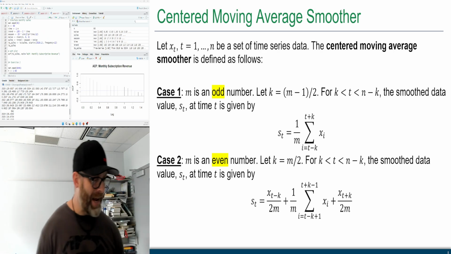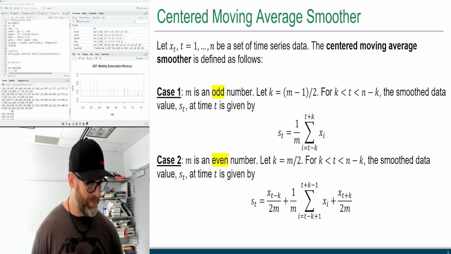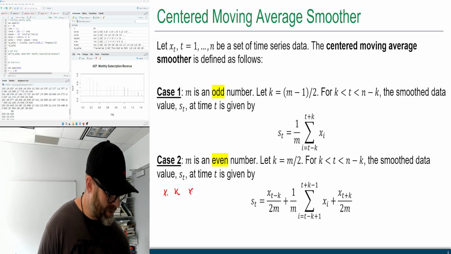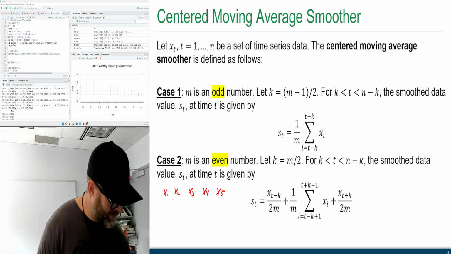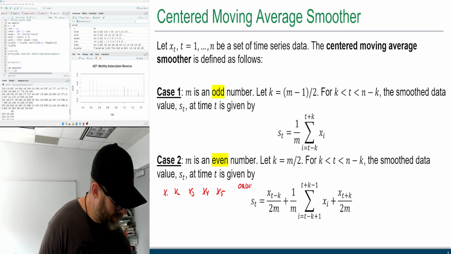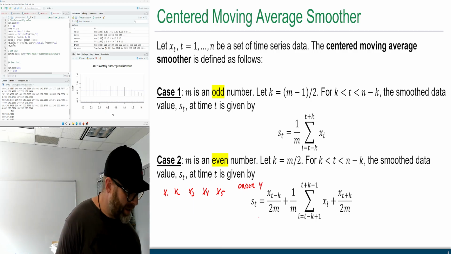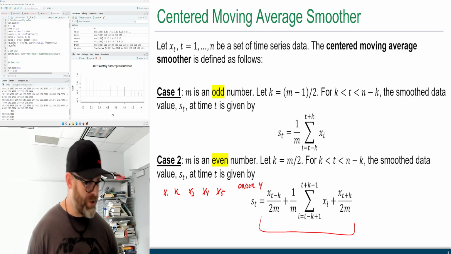All right, so let's say an easy example here would be an order 4. So let's go, I have x1, x2, x3, x4, x5. I want to do an order 4. So don't focus too much on the formula here. This is a little bit more annoying than anything else, but this is what we're doing.